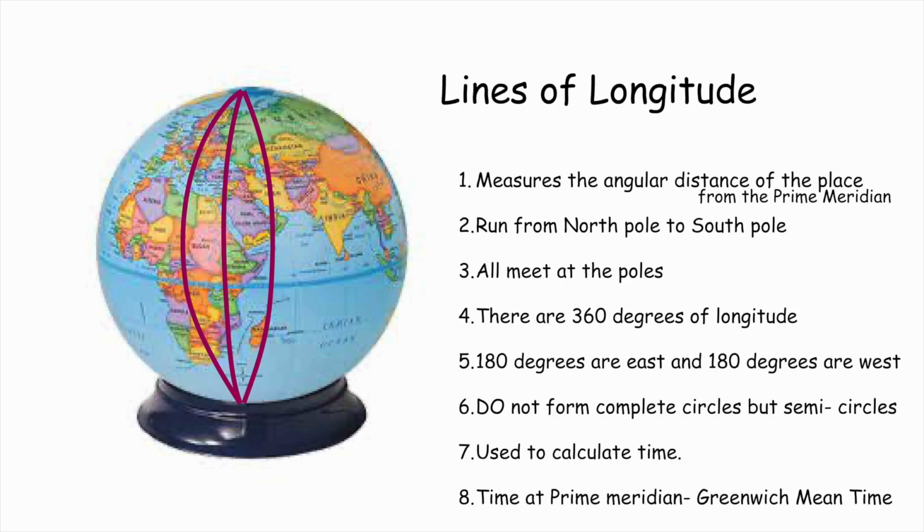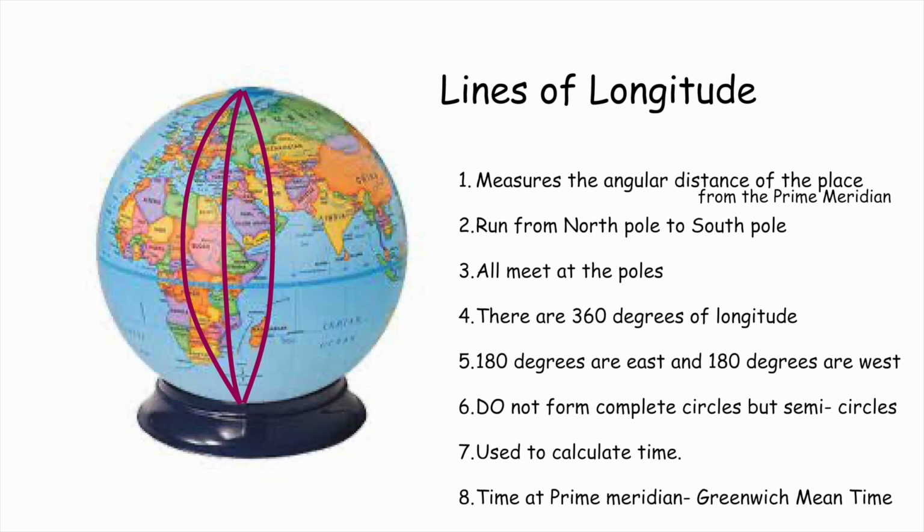The features of longitude. These are lines that measure the distance of a place east or west of the prime meridian. Longitude is the angular distance of a place from the prime meridian, and it's measured in degrees, minutes, and seconds. They run from the North Pole to the South Pole, and they always meet at the poles. They are not complete circles. In fact, they are semicircles. There are 360 degrees of longitude in all, 180 degrees to the east, 180 degrees to the west, to the prime meridian. The 180 degree meridian is not called east or west. It's simply called 180 degree meridian.